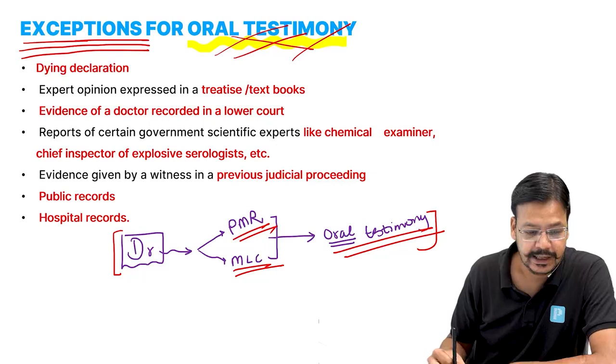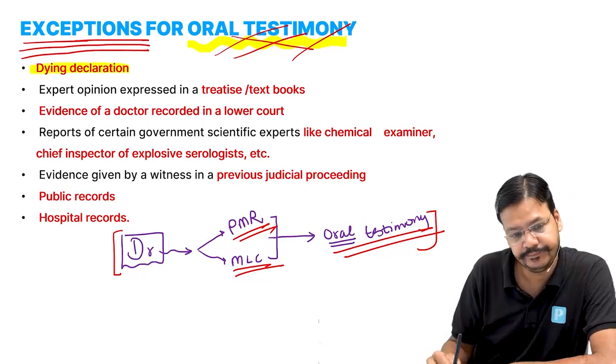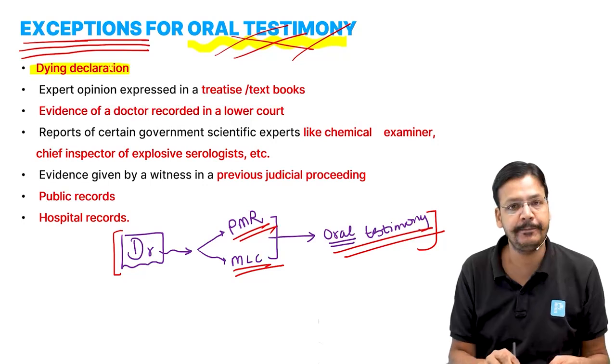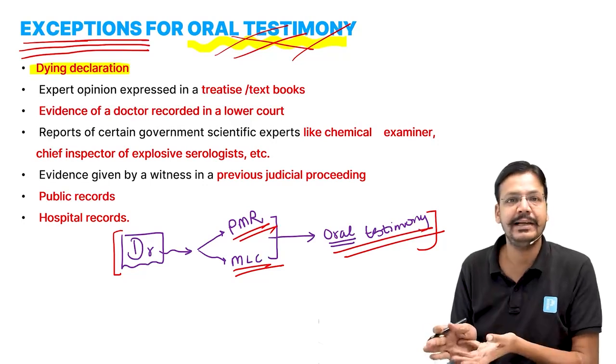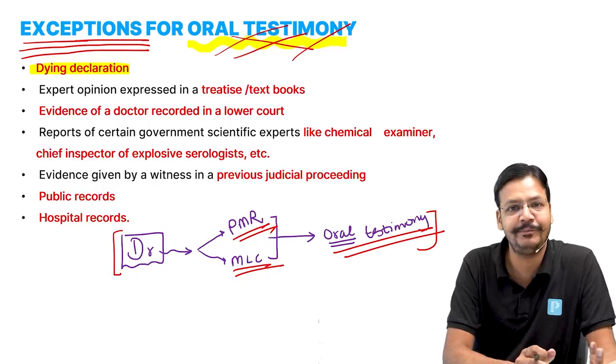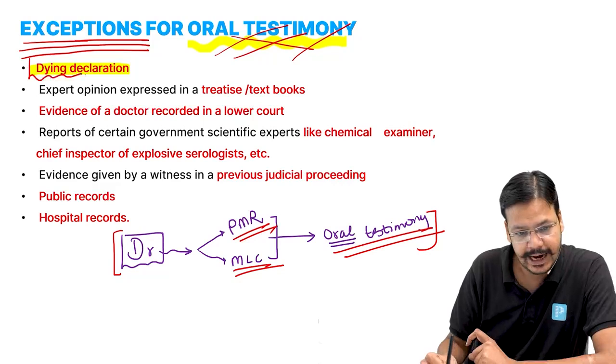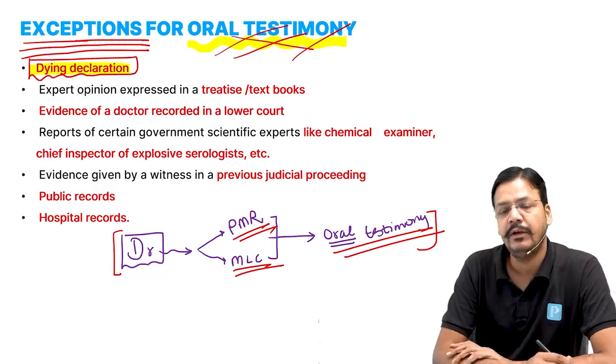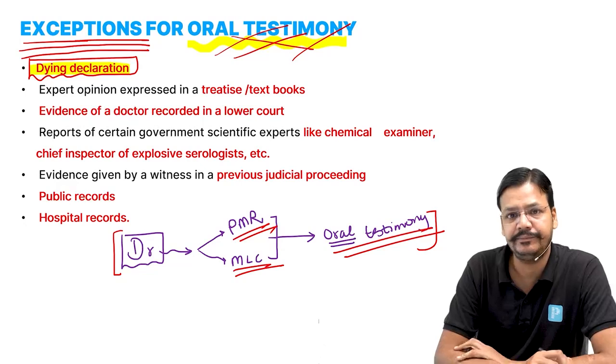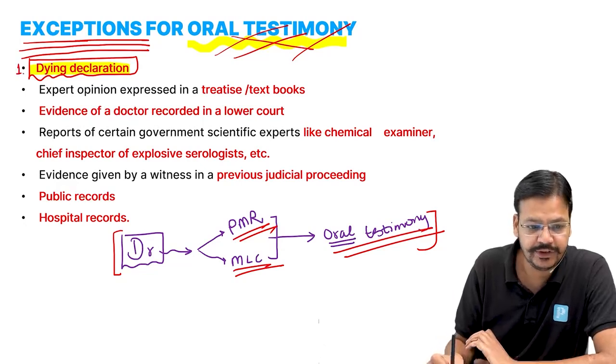Number 1 condition is dying declaration. Statement given by a dying person. If the person dies, the dead person cannot come for the statement. So dying declaration is the first condition where oral testimony is not needed. So I am writing down, this is first.